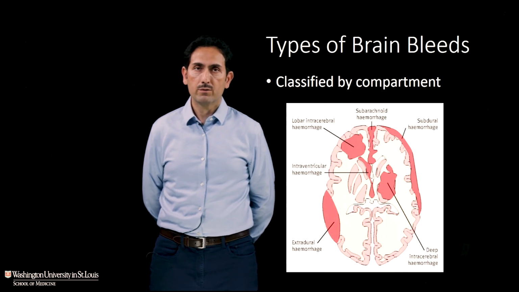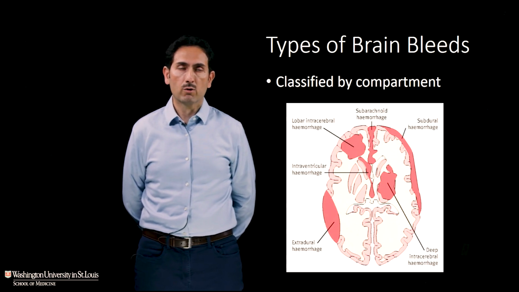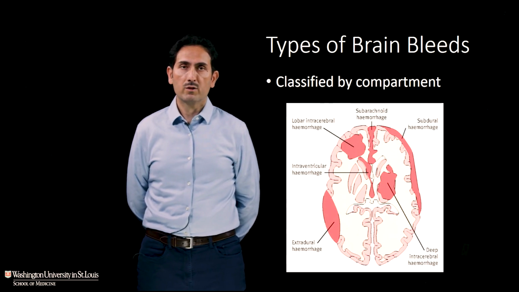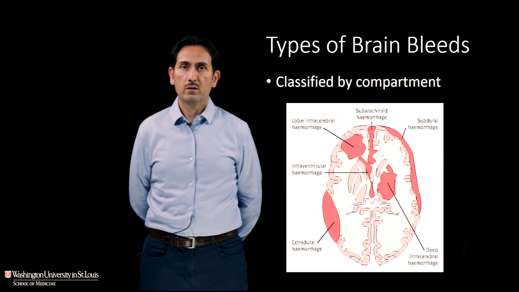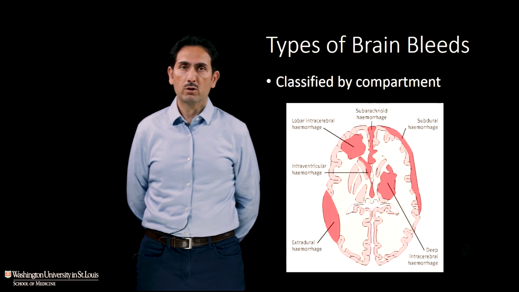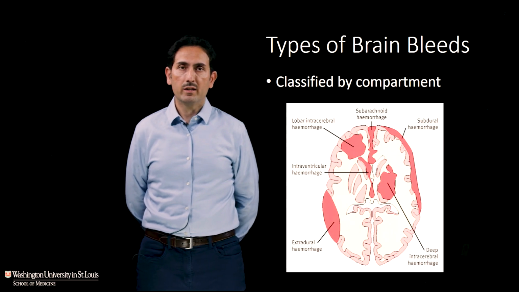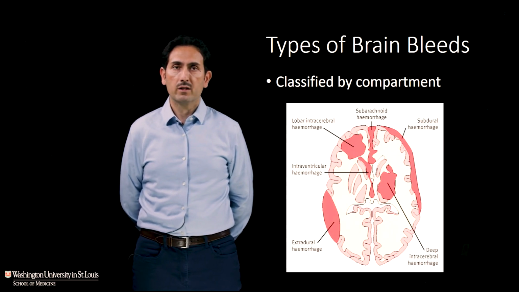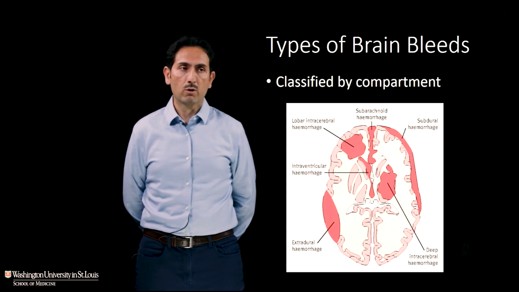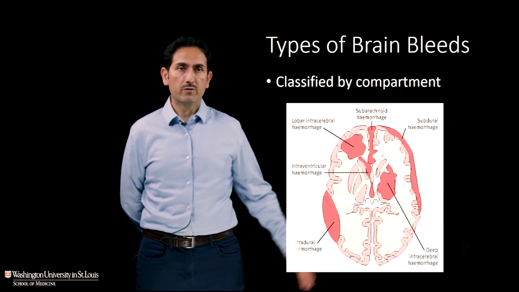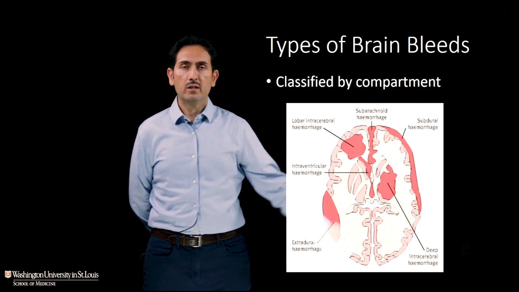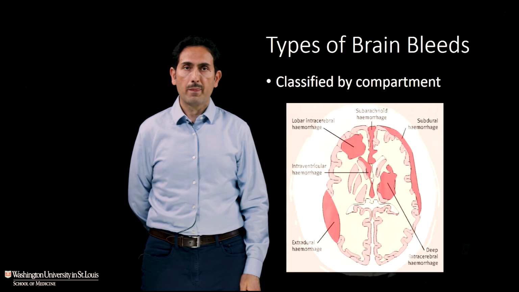When bleeding occurs in the brain, it can be classified in a number of ways. One is by cause, and another is by location or compartment. Causes of brain bleeds can be traumatic or spontaneous, that occur without any clear inciting event. Another useful way to define and organize brain bleeds are by location or compartment. Here you see various compartments of the brain and where bleeding can occur.